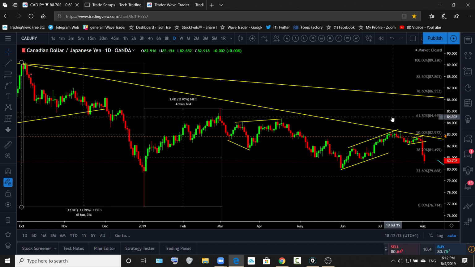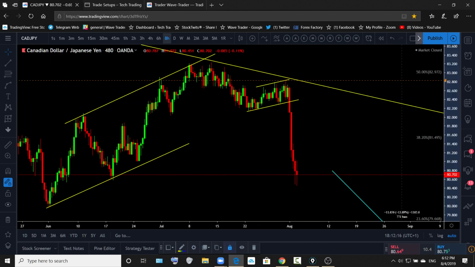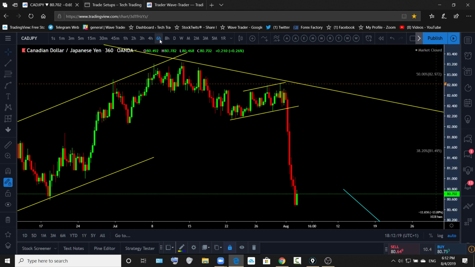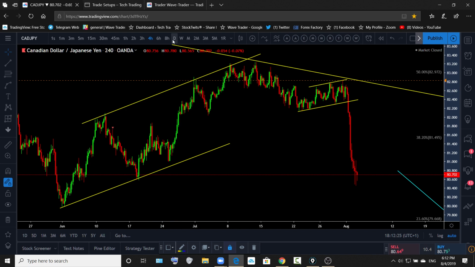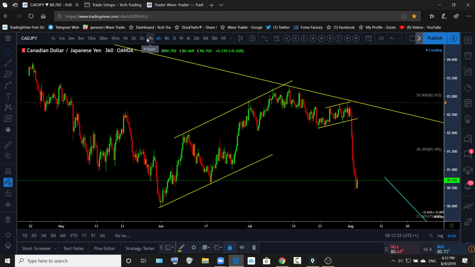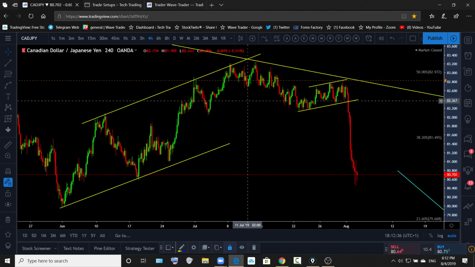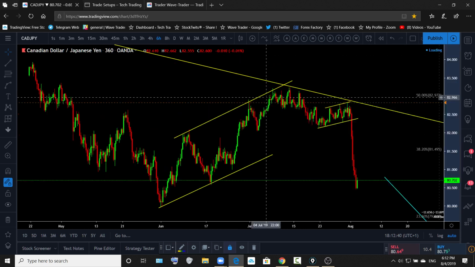Okay. So there you've got the CAD yen chart. I think on the 6 or 4 hour time frame, maybe on the 4 hour time frame, when it was breaking, not on the daily time frame, I think on the 4 hour time frame. Okay, so you're going to understand from there quickly on the 6 hour time frame.